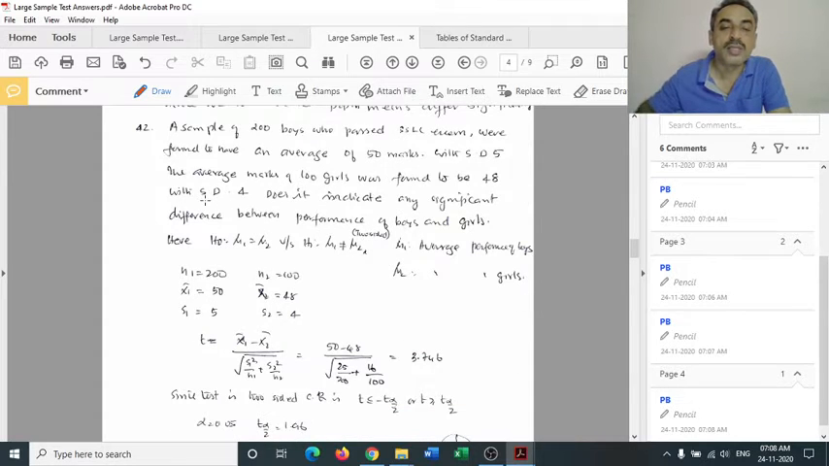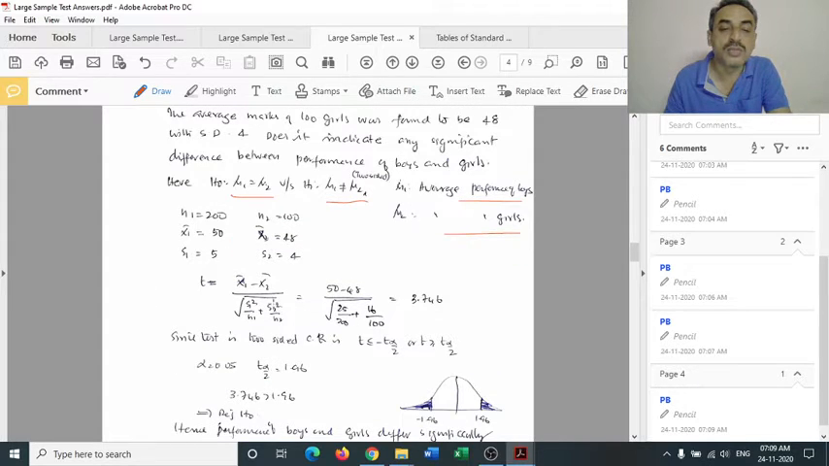Next is a case of comparing the average performance of boys and girls. We take mu1 as the average performance of boys and mu2 as the average performance of girls. So H0: mu1 equal to mu2 is the null hypothesis, and we just examine whether they are equal or not. That's why we take the alternative hypothesis mu1 not equal to mu2. List all the details given, and this is again a case where the standard deviations of the populations are not stated.